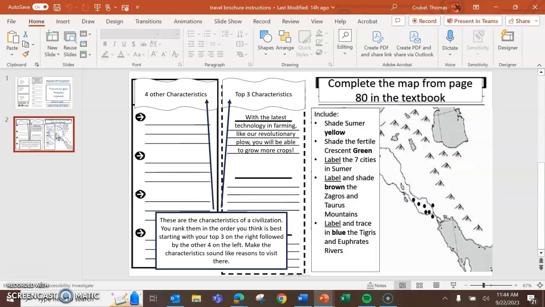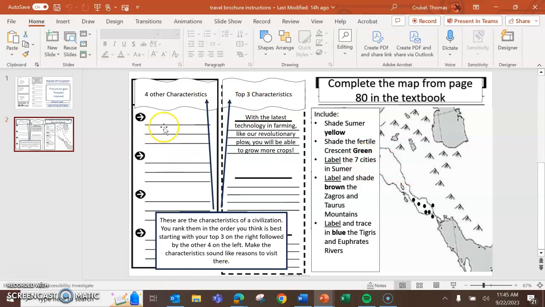On the interior pages, here's the map. So complete the map from page 80 in the textbook. Here's all the things that you will need. That list is written on the whiteboard for you. Make sure you find all those, label them, make sure it's nice and neat. The colors are shaded in. I can read the labels on what you're supposed to label, like the cities and the rivers and the mountains.